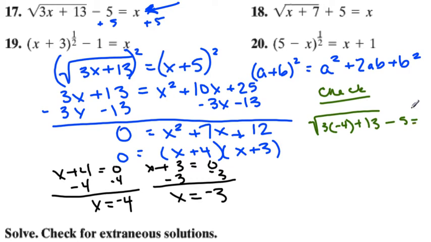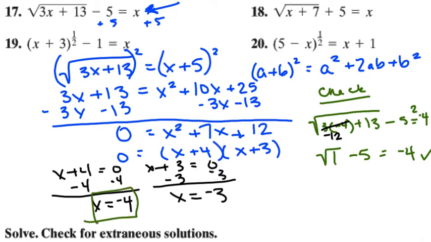Does it equal negative 4? All right, 3 times negative 4 is negative 12, right? So this would be negative 12. Negative 12 plus 13 is going to give us the square root of 1. Square root of 1 minus 5, does that equal negative 4? You bet it does. So yes, this one is a solution.